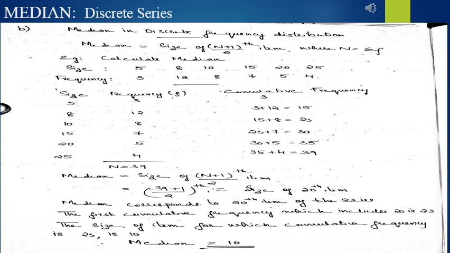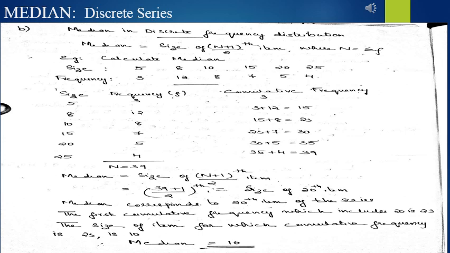So here in case of discrete frequency distribution, you have to find the cumulative frequency. First frequency is written as it is. Then the second is 12 plus 3, now 15 plus 8, 23 plus 7, 30 plus 5 and 35 plus 4, 39. So that is the cumulative frequency. So (N plus 1)/2 means (39 plus 1)/2, which means the size of the 20th item. Now what comes next?